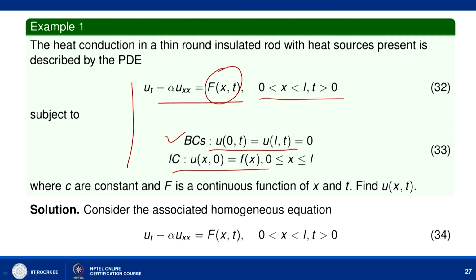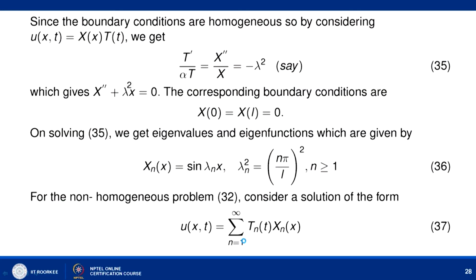So, now let us solve this problem. Consider the associated homogeneous equation u_t minus alpha u_xx equal to 0 when x is lying between 0 to L and t is greater than 0. Since the boundary conditions are homogeneous, we can consider u(x,t) as X(x)T(t), and we get T dash upon alpha T equal to X double dash upon X equal to minus alpha lambda square, that we have just pointed out. Looking at the boundary condition X(0) equal to X(L) equal to 0, we say that X_n(x) is equal to sin(lambda_n x), and lambda_n is given as (n pi by L) whole square, n greater than or equal to 0, and we can find our solution X_n(x) like this.